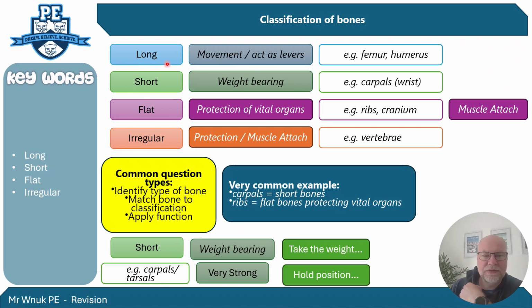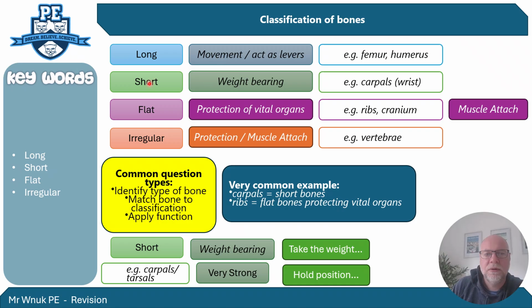So typically the long bones are the bones that act as levers and help you to move. Your main long bones are your femur and humerus. The short bones are weight-bearing bones and allow the distribution of your body weight and prevent injuries. That's your carpals and your tarsals, your main short bones. Your flat bones are there to protect vital organs, preventing injury, and allow for muscle attachment. And these are your ribs and your cranium, the two most common examples.